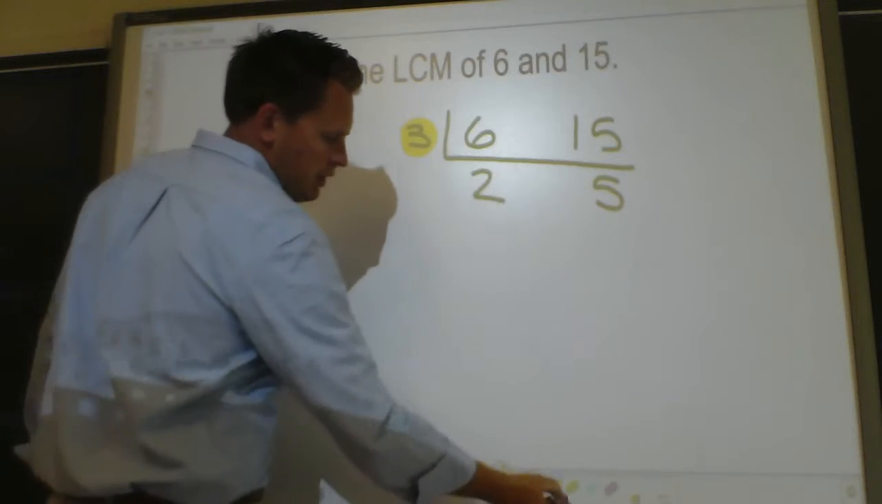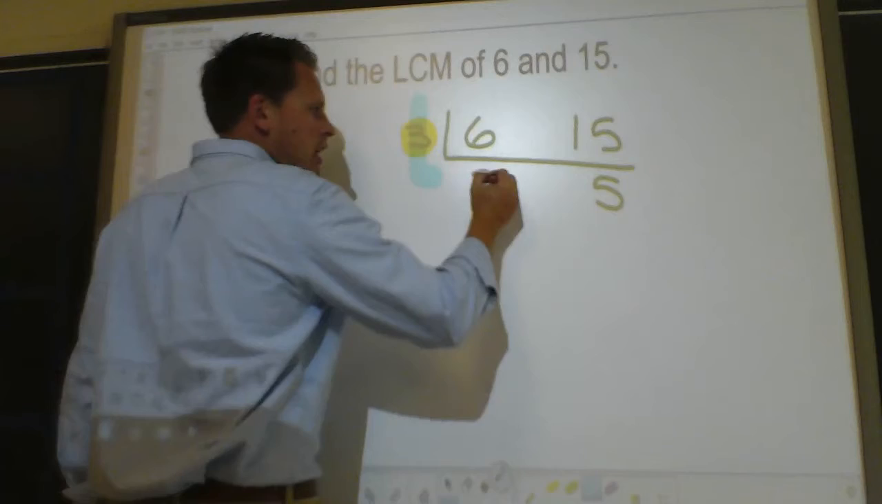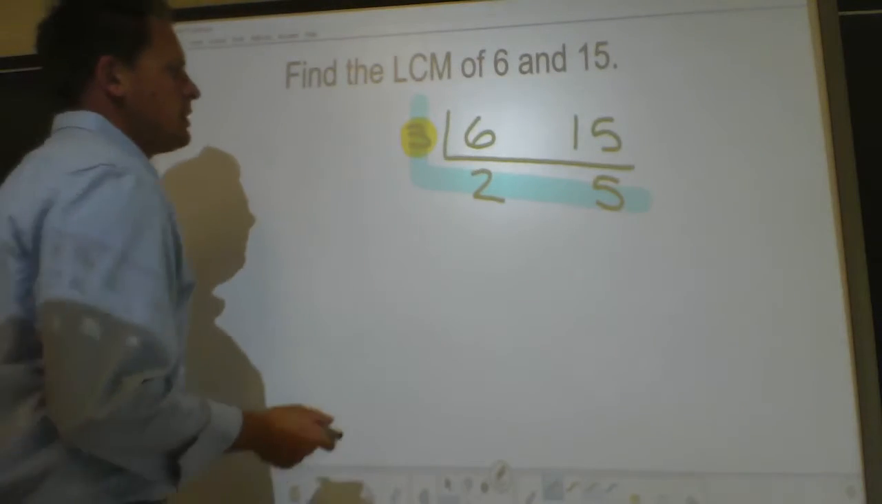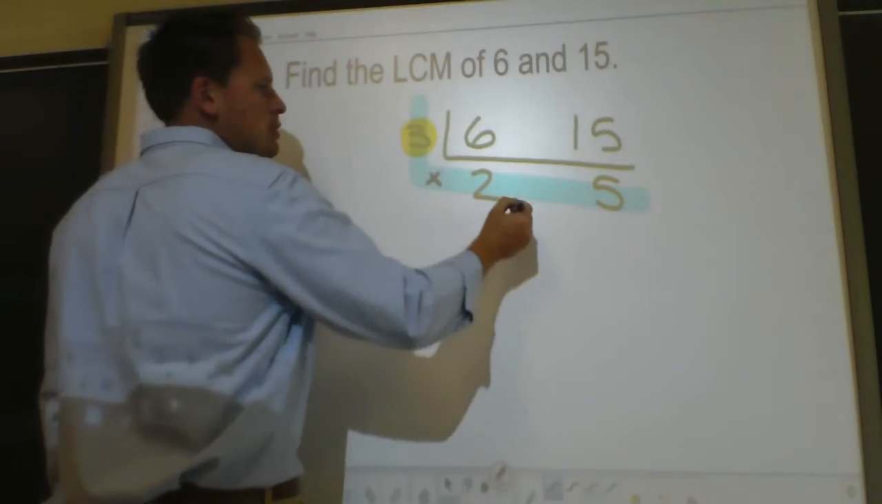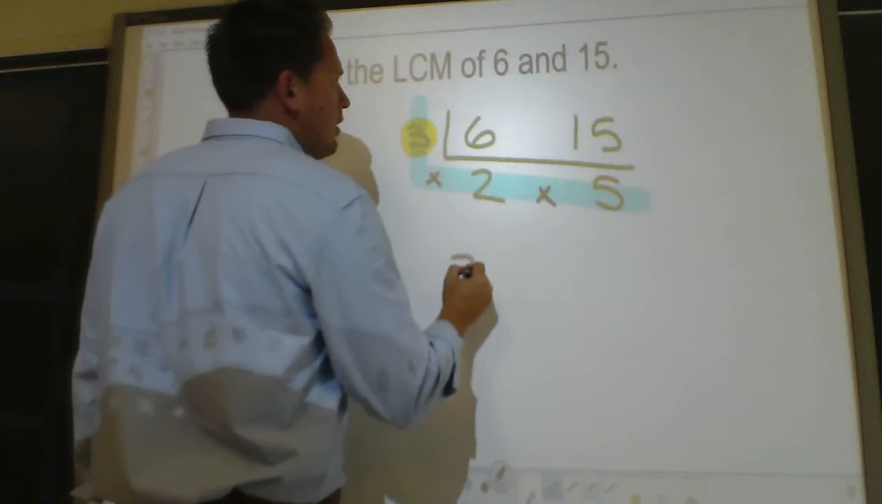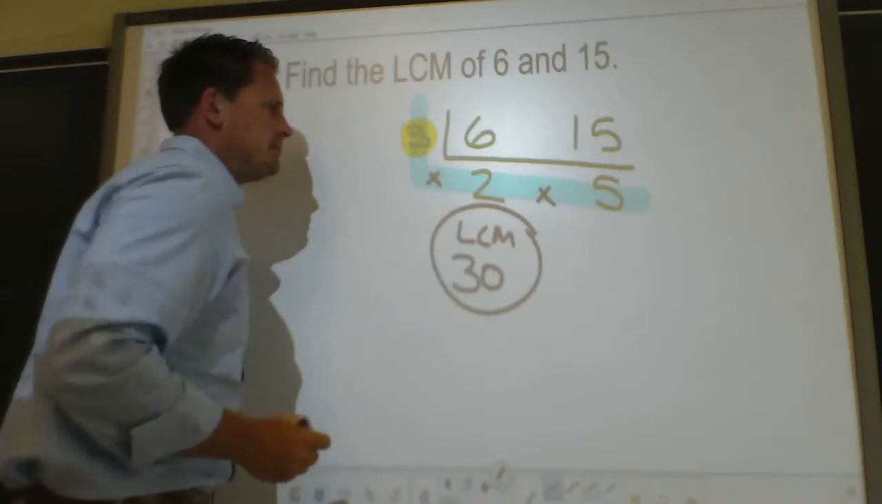Right? If I was just trying to find the greatest common factor, but I'm actually trying to find the least common multiple, so I'm going to make an L of all my numbers outside of my division, upside down division bars, and it's 3 times 2 times 5. 3 times 2 is 6. 6 times 5 is 30. 30 is my LCM.